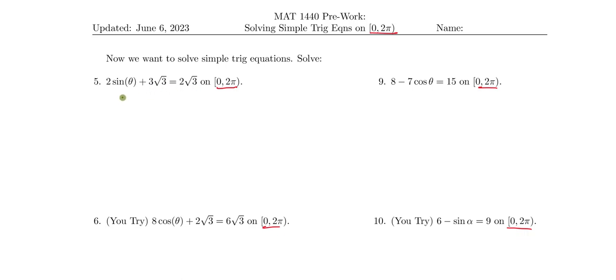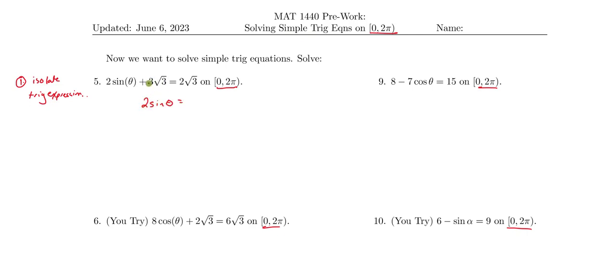So the first thing I'm going to do is isolate the trig expression. So the first step is you always isolate the trig expression. That holds whenever you have just one trig expression, like these, I'm calling them simple trig equations, when you just have one trig expression. That's the technique.